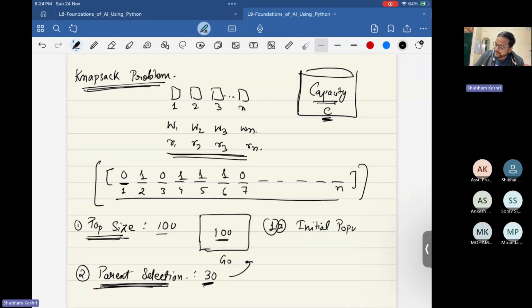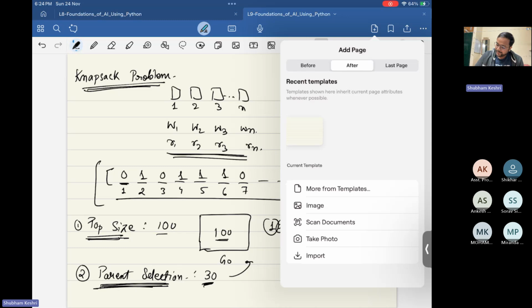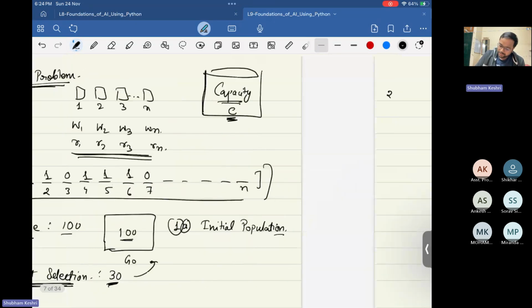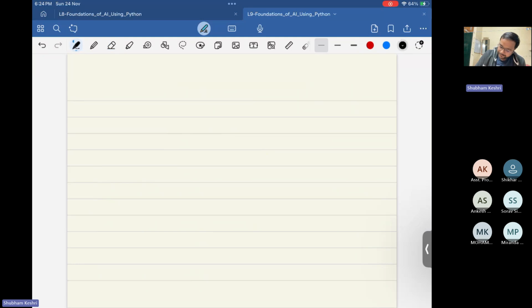So how are we generating the initial population? In this example, we are randomly generating 100 individuals. Okay. So we have done parent selection. Now what we will do is step 3, reproduction.